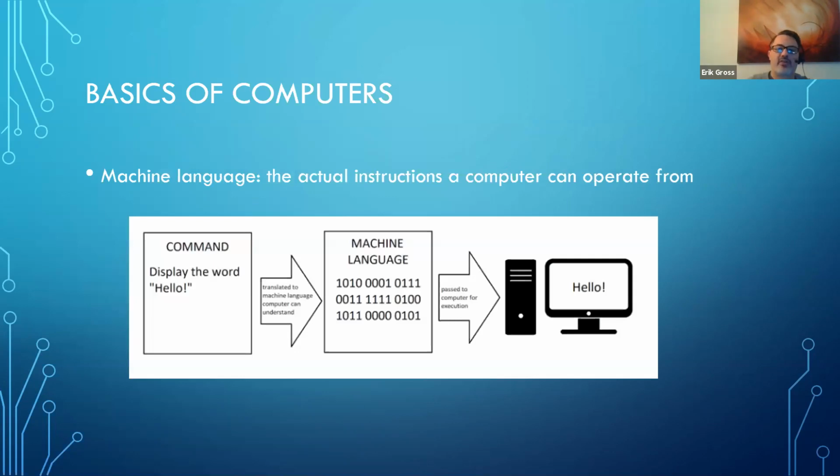Now, here's the most important thing. There's a lot going on this slide. And understanding what's happening on this slide can take away a lot of the mystery of computers. So just take a moment here and look at this. That first bullet point that says machine language, the actual instructions a computer can operate from, is really important. Remember, computers are just machines. They were created by mankind.